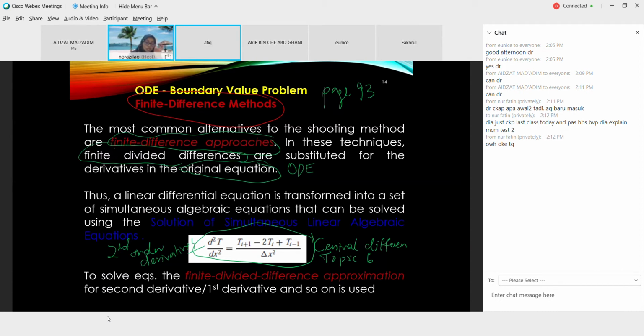So please use only the central difference approximation formula with error O(h squared). You don't need to use O(h^4). It is only that one. To solve, the finite divided difference approximation for the second derivative or first derivative and so on is used.